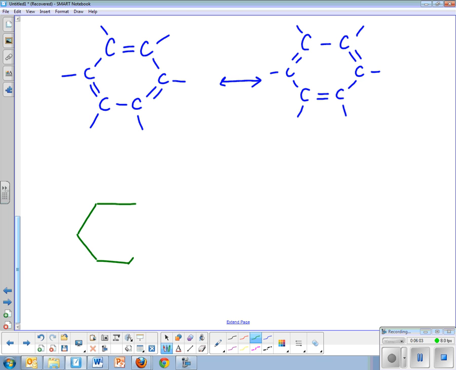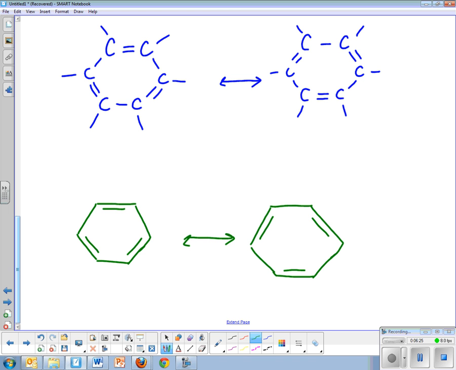So each corner is a carbon. And to show that we have double bonds alternating, we do a line here like this. Okay, so there's one resonance structure. The other, maybe your hexagons are better than mine, would look like this. So those are your 2 resonance structures.